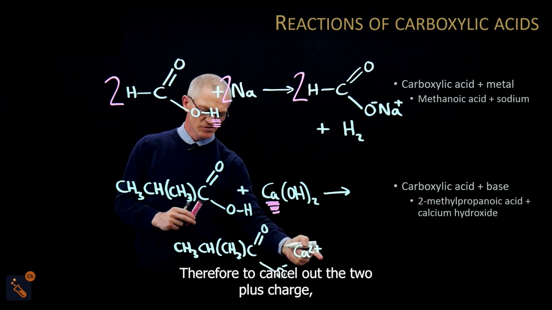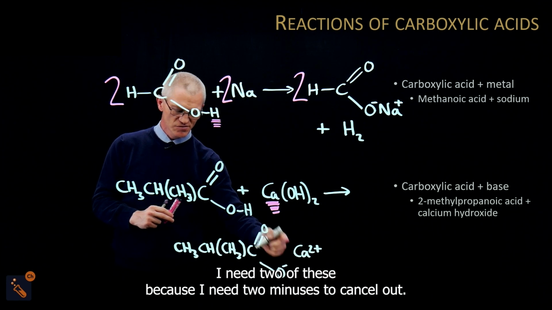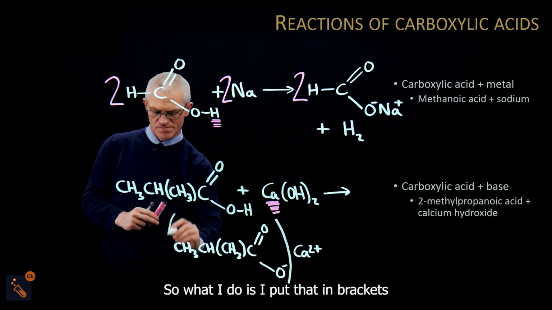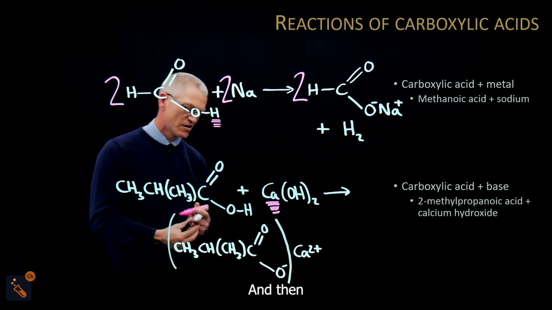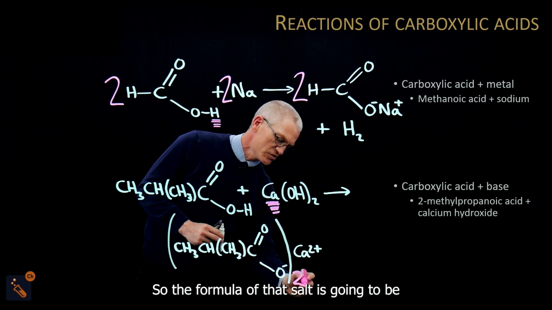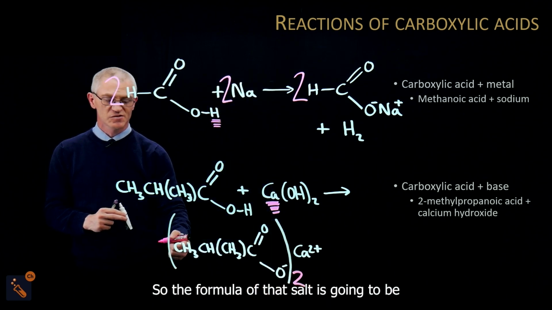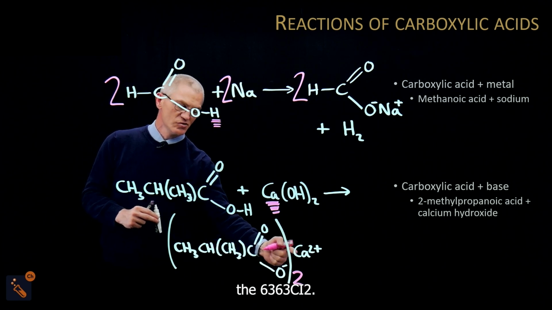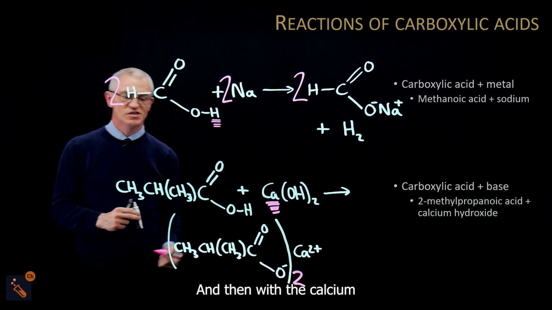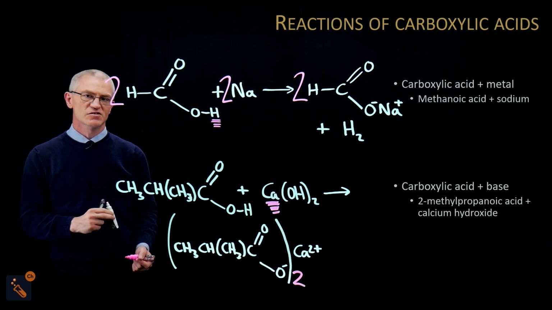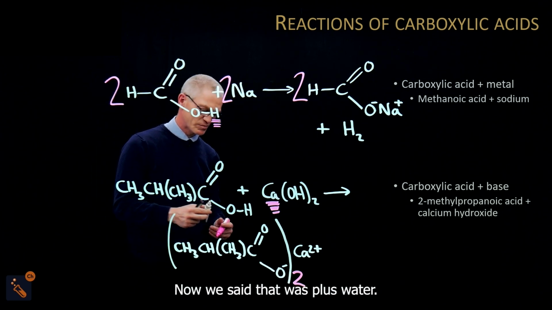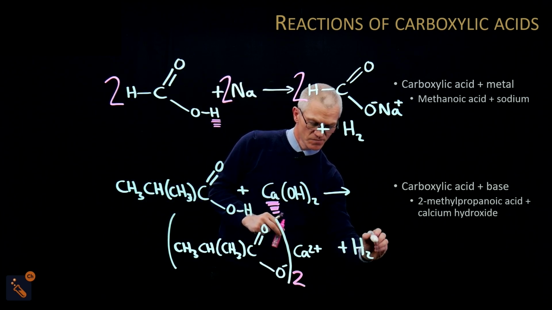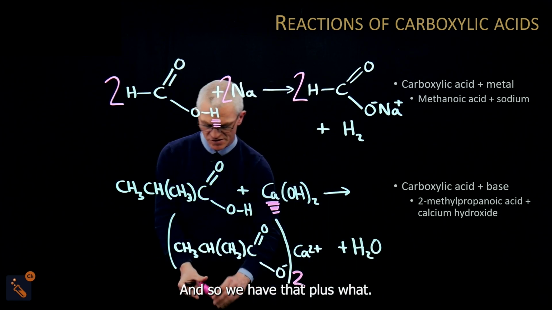But with this one, the metal is a 2+. Therefore, to cancel out the 2+ charge, I need 2 of these, because I need 2 minuses to cancel it out. So what I do is I put that in brackets. Okay, and then I will get 2 of these. So the formula of that salt is going to be the (CH3)2CHCOO, all in brackets, twice, and then with the calcium, it's 2+ as well. Now we said that was plus water, so you then plus water. Okay, and so we have that plus water.